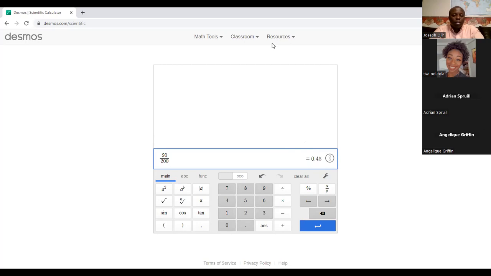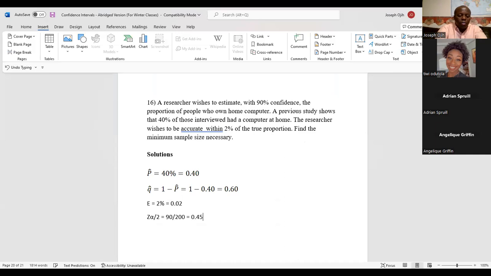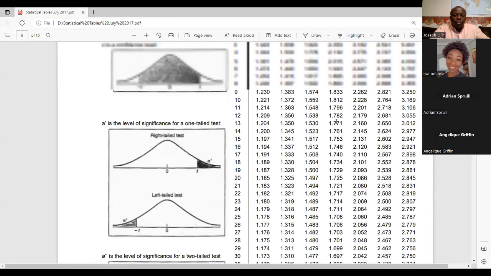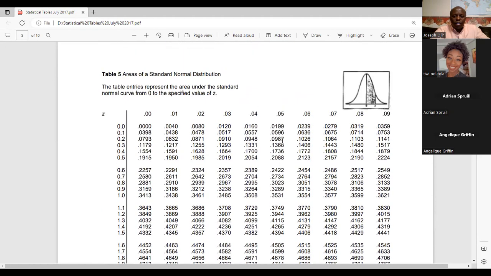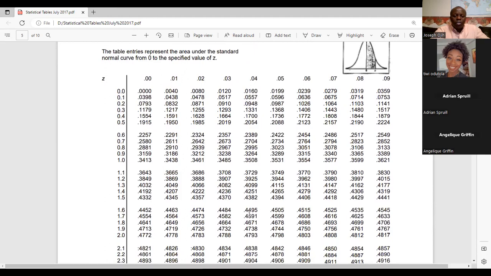0.4500. Now you can go to the table and look for this 0.4500 on the table of normal distribution. So I'm taking you there. Around 0.45, we have 4495 and 4505. I don't see exactly 4500, but I saw two numbers that are very close to it.